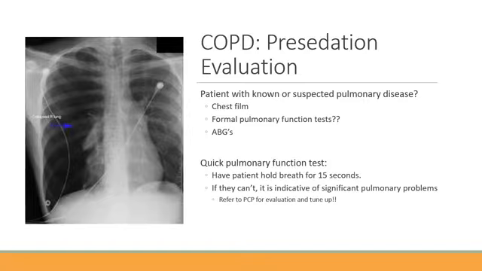We can think about possibly ordering some pulmonary function tests, or at least evaluating them if they've already been run. You may want to get an arterial blood gas. That'll help you identify patients that are retaining CO2 and are hypercapnic. But one of the best ways, as a quick and dirty bedside pulmonary function test, is simply to have the patient hold their breath for 15 seconds. If they can't do that, then it's pretty indicative that the patient's got some significant pulmonary problems going on.